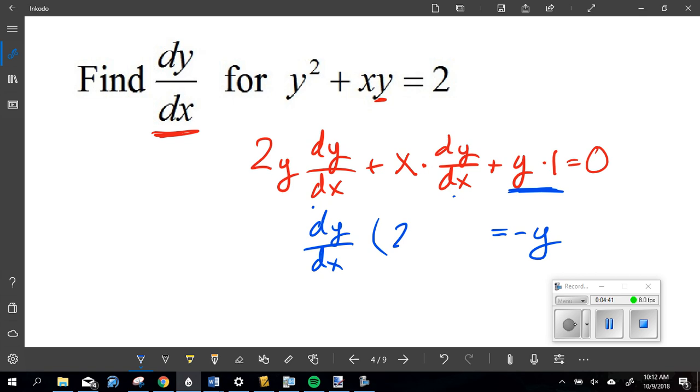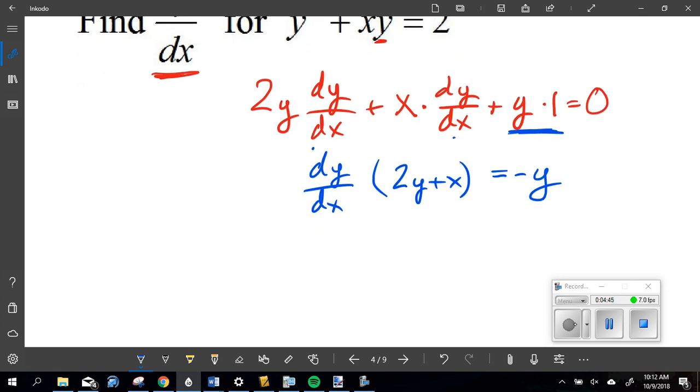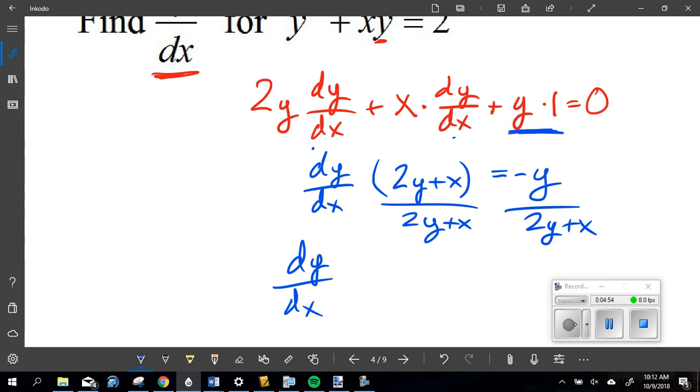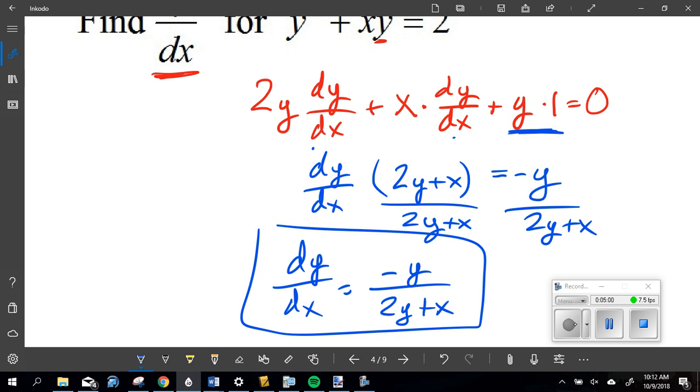And I'm going to be left with 2y plus x. And then to finish this, I want to get dy dx by itself, so I'm going to divide by 2y plus x. That's my final answer. The derivative of y is equal to negative y over 2y plus x. Questions there?